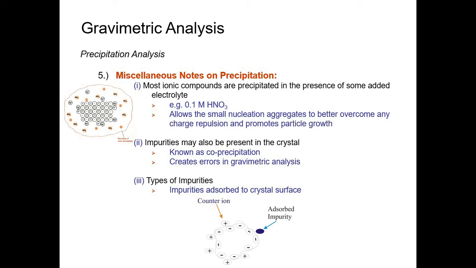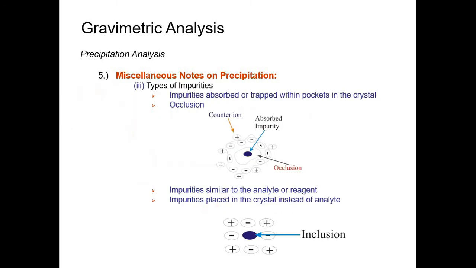Next, impurities may also be present in the crystal. This is called co-precipitation. So the impurities get included inside the crystal. For example, the Ag enters here and then the impurity is occluded. We have different types of impurities. You have adsorbed, meaning it is only on the surface, and then you also have a counter ion.